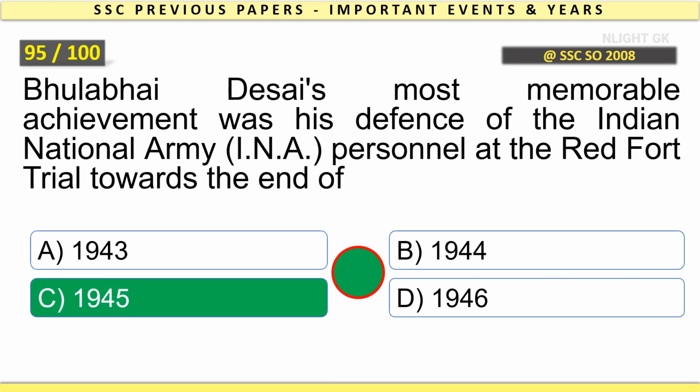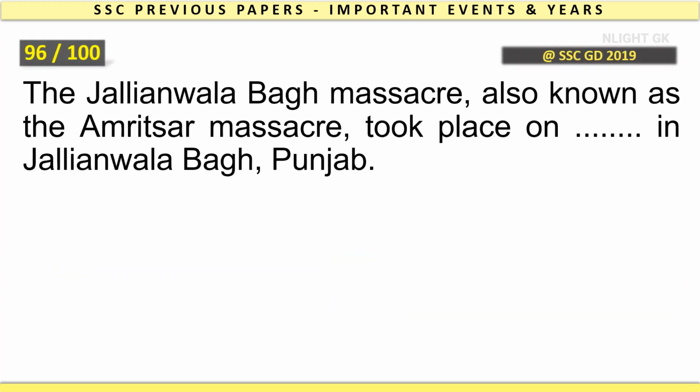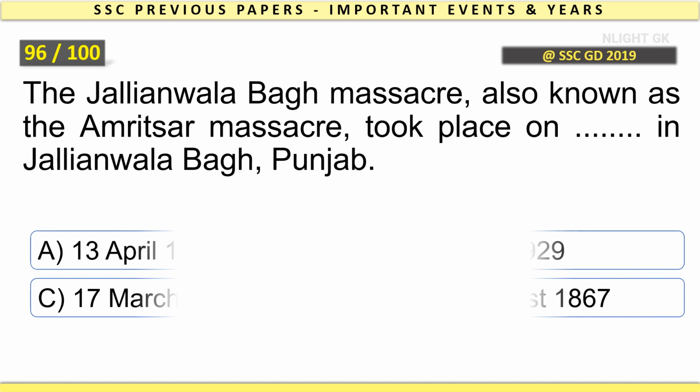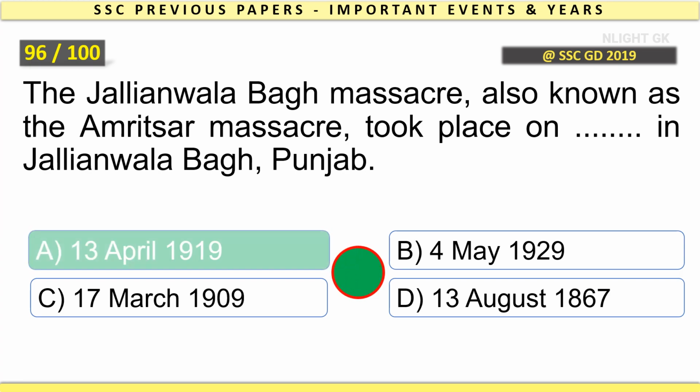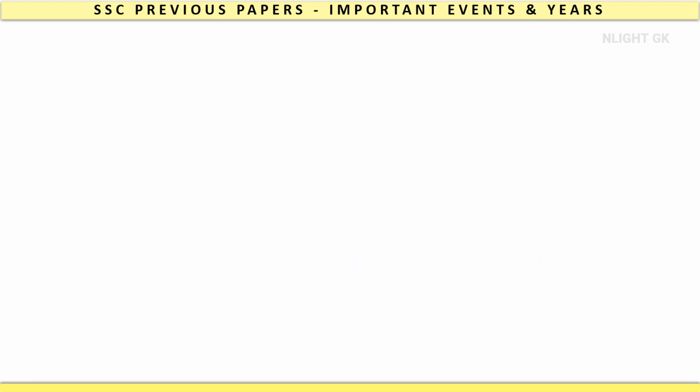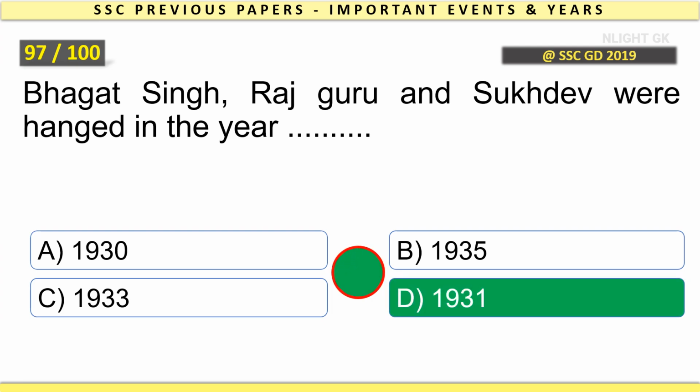1945. The Jallianwala Bagh massacre, also known as the Amritsar massacre, took place on dash in Jallianwala Bagh, Punjab. 13th April 1919. Bhagat Singh, Rajguru and Sukhdev were hanged in the year 1931.